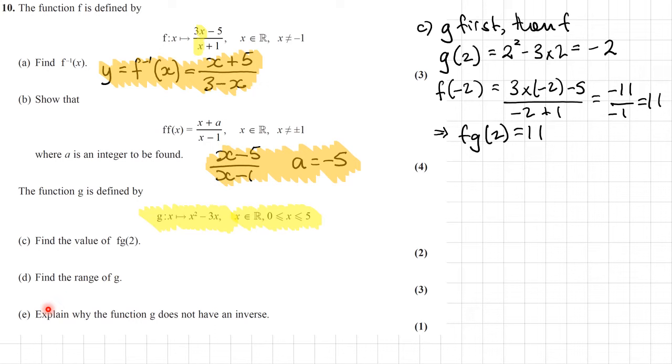Part D, it says find the range of g. So the range of g, that's the values that come out of g. The values that go into g are between 0 and 5. Now, if this was a straight line, we could just put those two values in. But because it's a quadratic, it may dip down and go back up again. So we need to be careful about working out the range. We want to know what's the minimum value that this gives between 0 and 5, including 0 and 5, and what's maybe the maximum value.